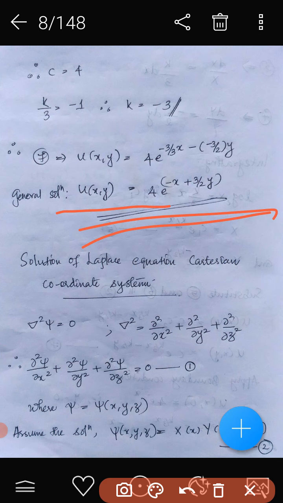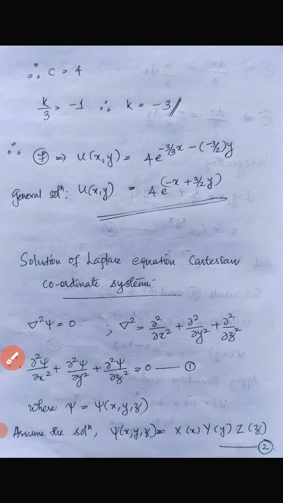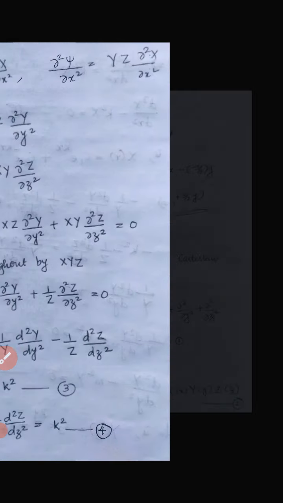Then this is the three-dimensional equation, so this equation becomes dou square psi by dou x square plus dou square psi by dou y square plus dou square psi by dou z square is equal to 0. That is equation number 1, where psi is the function of x, y and z. So we have to assume the solution of this equation as psi(x, y, z) is equal to X into Y into Z, because it depends on three variables x, y and z. X is the function of x only, Y is the function of y only, and Z is the function of z only. So that is equation number 2.